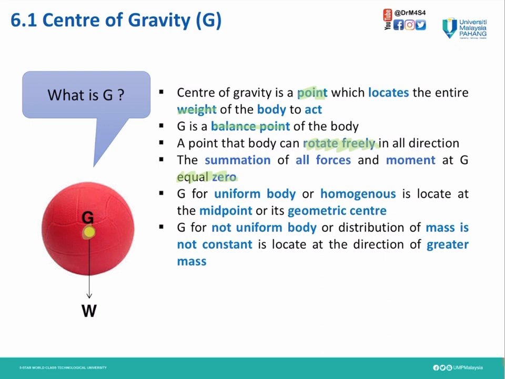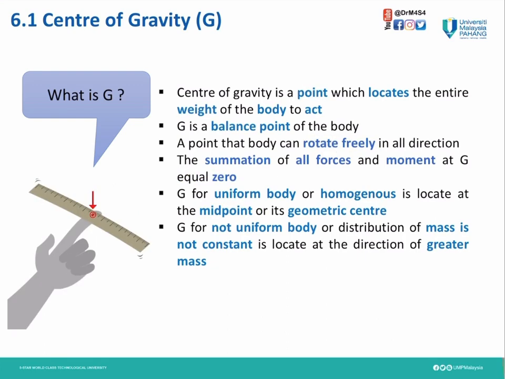G for a uniform or homogeneous body is located at the midpoint or its geometric center. And G for a non-uniform body is located in the direction of greater mass. Here is an exercise you can do to identify where G is: try to hold your ruler with your fingers. Once it balances on both sides, that's the point of G.